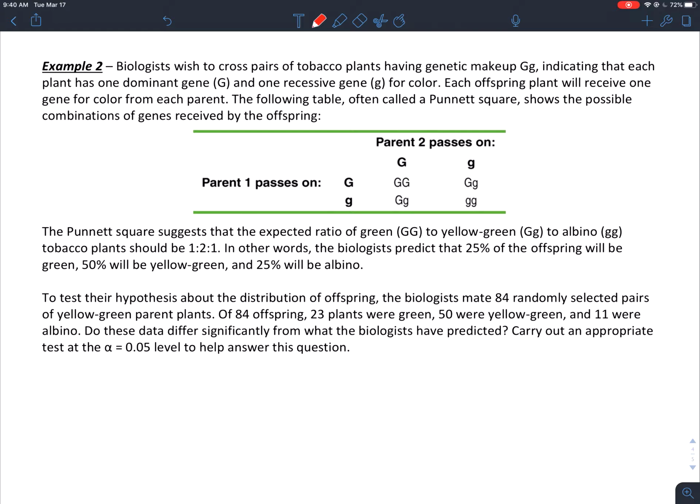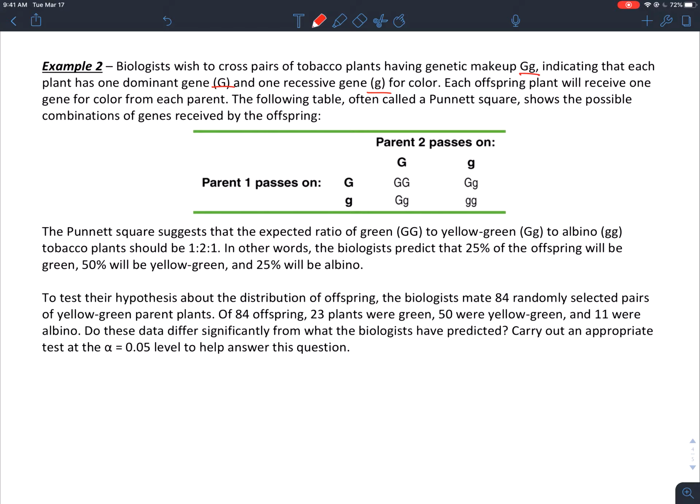Okay, guys, so let's do example 2 from section 11.1, part 2. Just another chi-square goodness of fit test. Biologists wish to cross pairs of tobacco plants having genetic makeup Gg, indicating that each plant has one dominant gene and one recessive gene for color.